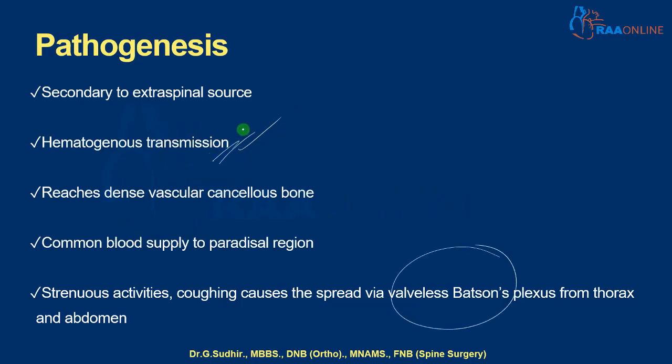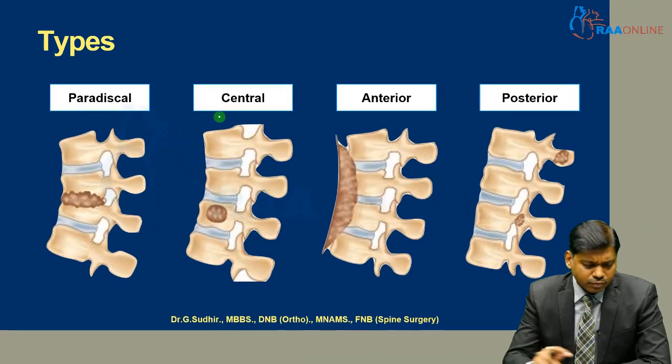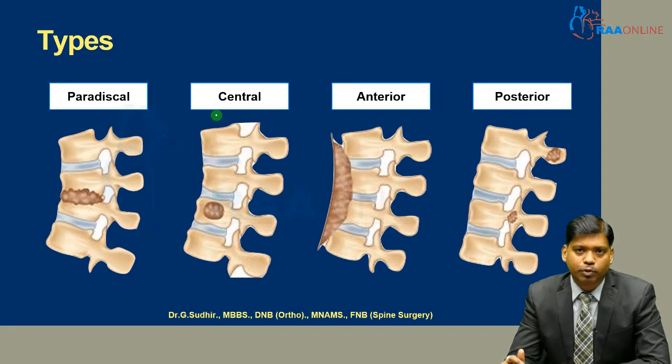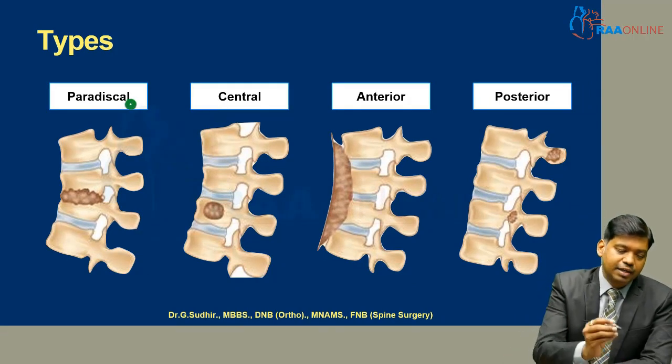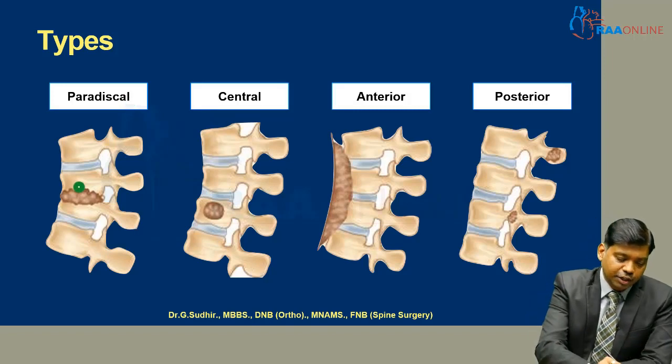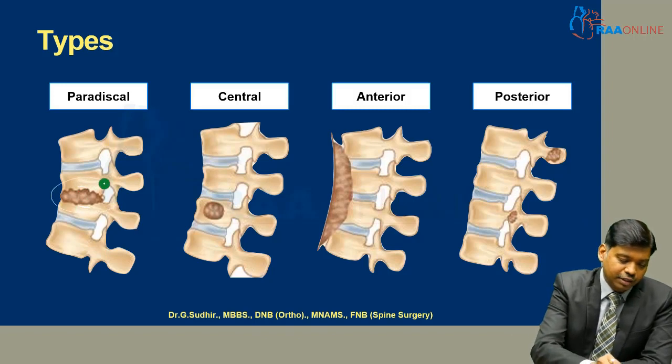So the commonest spread is by hematogenous transmission. The next spread is through valveless Batson's plexus. These are the various types of tuberculosis when it has affected the spine. As I said, the most common type is paradiscal. As the name suggests, it is on either side of the disc. That is why it is called paradiscal.